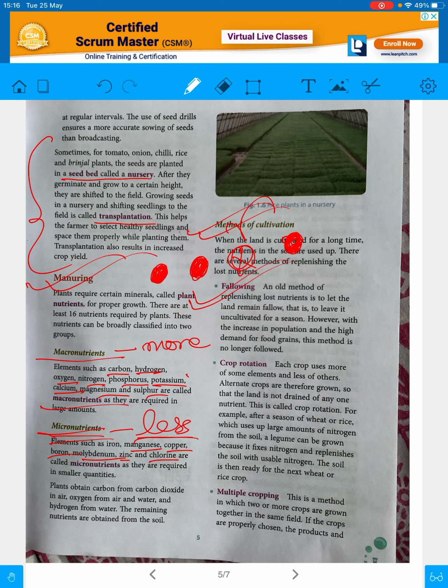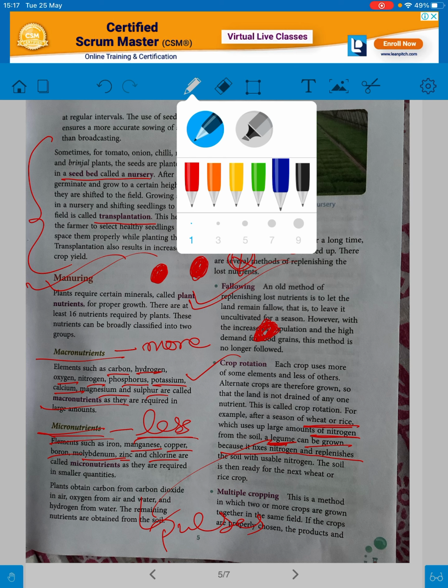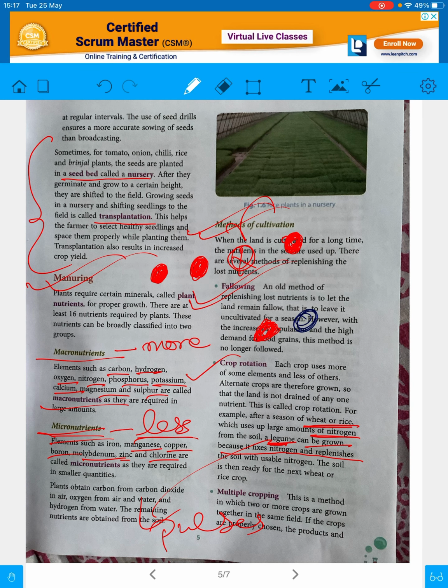Okay. Then crop rotation. What is crop rotation? We know that some crops, for example wheat or rice, use a huge amount of nitrogen. But legumes, the plants which give us pulses, can be grown because they fix nitrogen. Legumes help the soil to gain more nitrogen, right? So in 1 season we can grow one particular crop, and in the other season we can grow a different type of crop, right? What will happen?